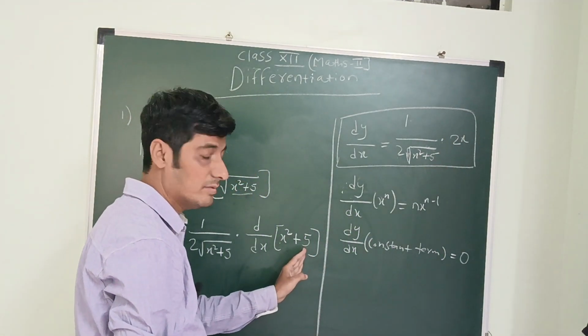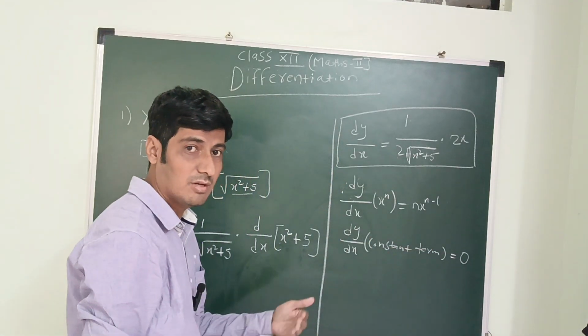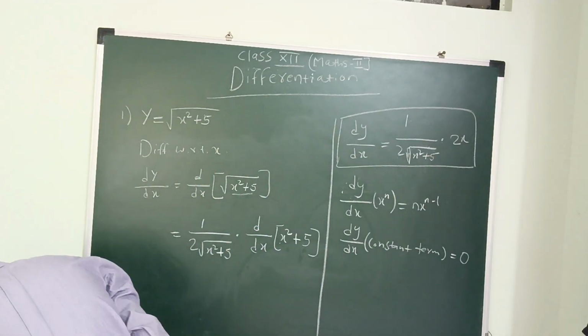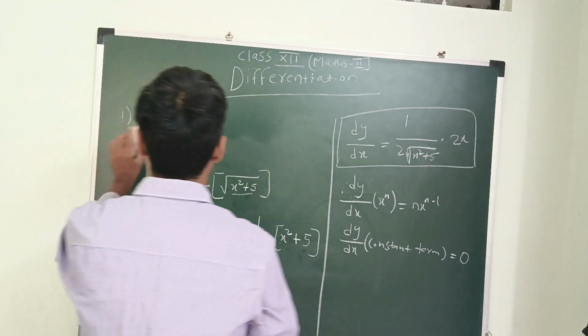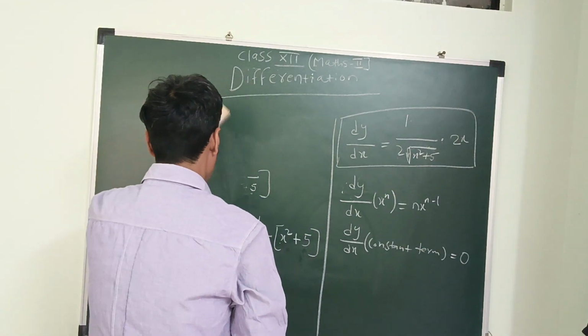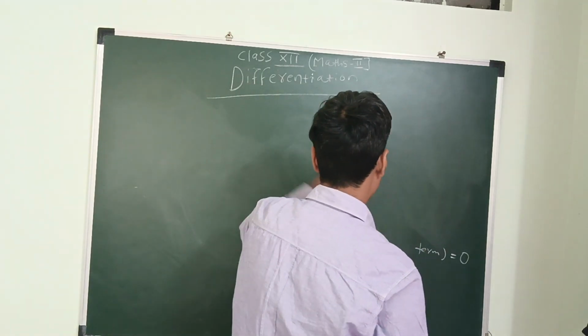Derivative of any constant term is 0. So let's solve the next problem. What will be the next problem we are going to solve? It will be based on trigonometric ratios.